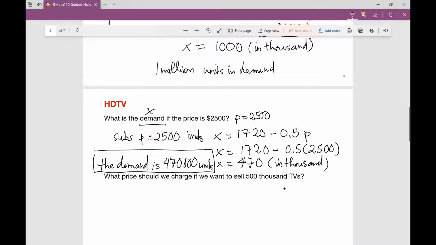So you can check if the answer is the same. But the answer here should be like, if the price is 2,500, then the demand is 470,000 units. Okay. So you see that, since the price going up, then the demand is going down from 1 million to 470,000. Okay, now what price should we charge if we want to sell 500,000 TV? Okay, so now they're asking us for the price, but they're giving us the demand is x equal to 500. And then the price, P, we want to know.